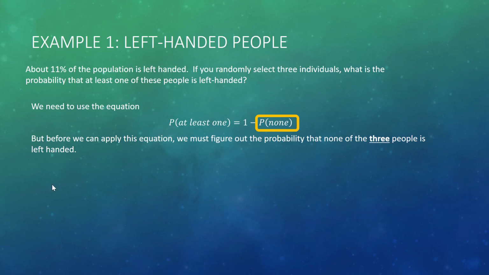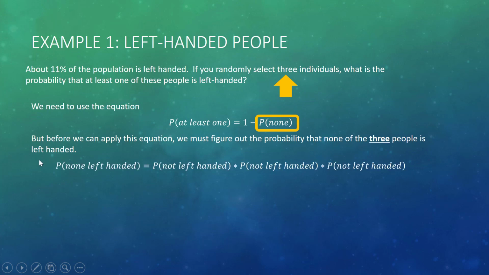So how do we know that it's 3 people? Well, we know that we're going to be looking at 3 people because it says that in the problem statement. So the probability that none of these 3 people are left-handed is the probability that the first person is not left-handed times the probability that the second person is not left-handed times the probability that the third person is also not left-handed.